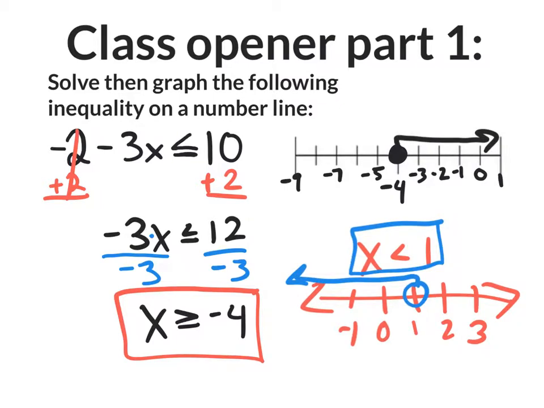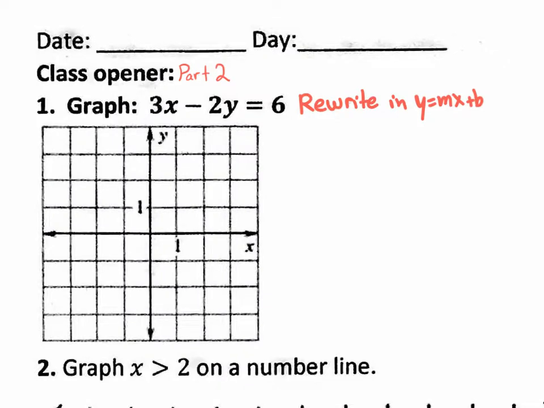So that's just a little review of what we did a long time ago that we're going to need to apply on today's lesson. So let's move on to today's handout, which has class opener part 2. Right here, you want to get y by itself. What's your first step to get this y value by itself? Okay, that's to find x and y intercepts, which you could do, but I want you to practice using y equals mx plus b. So I want you to get y by itself.